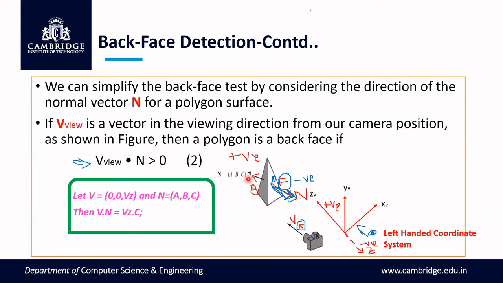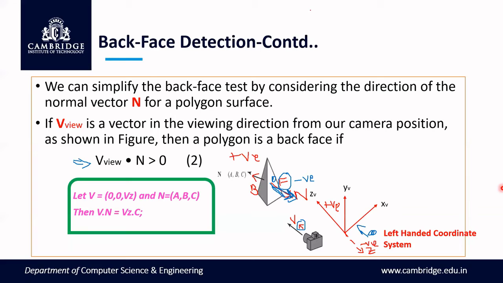That is nothing but how much it has moved along the x-axis, y-axis, and z-axis. So what will you get for the z-axis? C. So usually when you do a dot product, the A and B terms will become nil, and only Vz dot C will give you a value. So your major dot product V dot N completely relies on Vz times C. We have done the dot product also when splitting concave polygons, using the formula of a dot product. So this is the backface detection method.